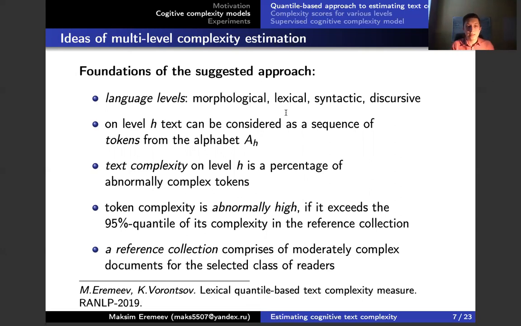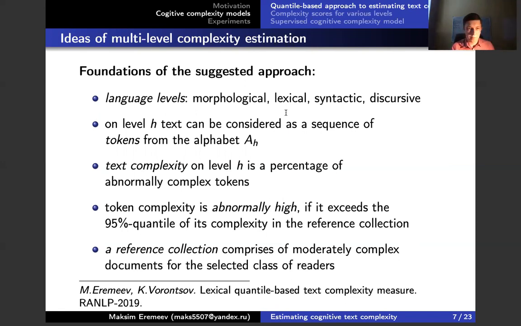Text complexity is a percentage of abnormally complex tokens in the given text. The complexity score of a token is abnormal if it exceeds the 95% quantile in the empirical distribution of its complexities in the reference collection. A reference collection is a set of moderately complex texts. Varying the reference collection, we can adapt the complexity models to a specific category of readers or a specific language, for example.